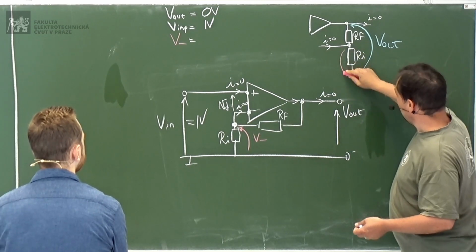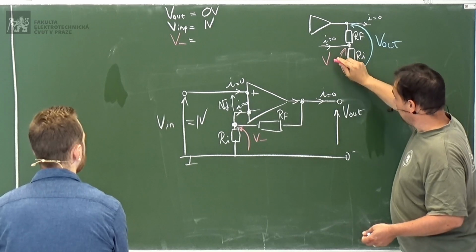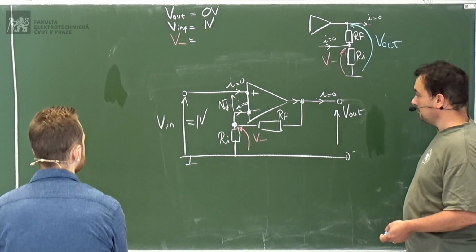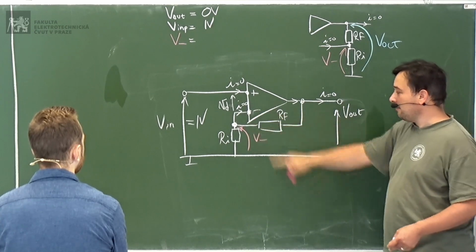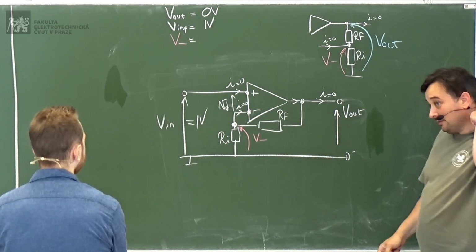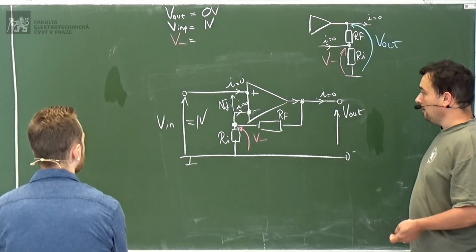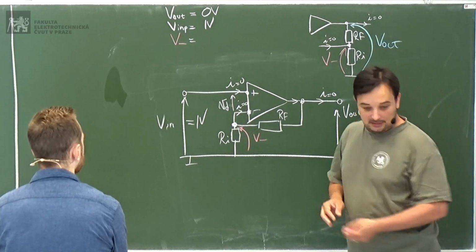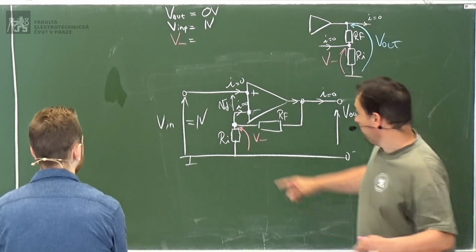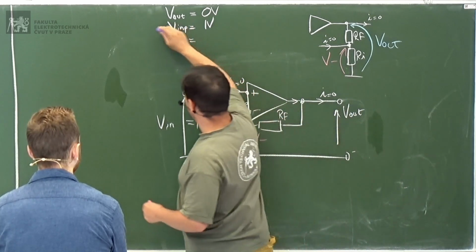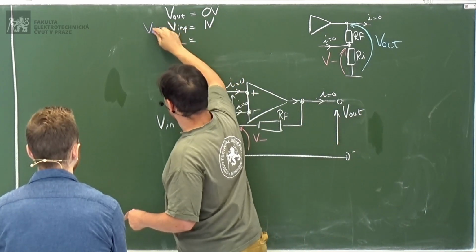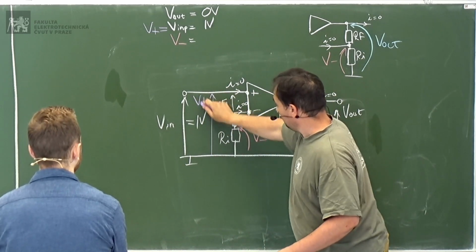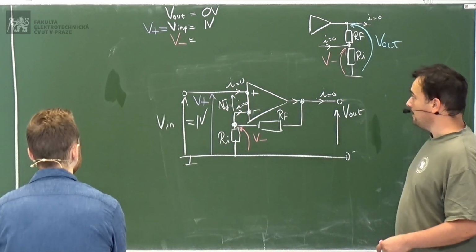This is a voltage divider. I'll call that VI, but V minus is the same voltage that you have on the same node. And V in, sorry, this is also V plus, because it's applied to the positive input. Okay?